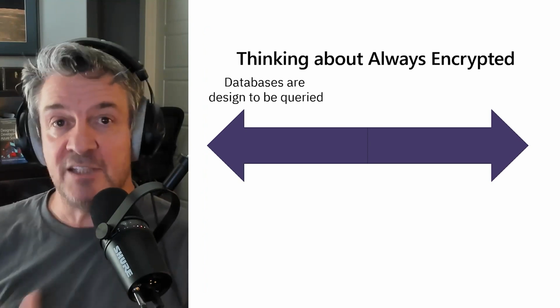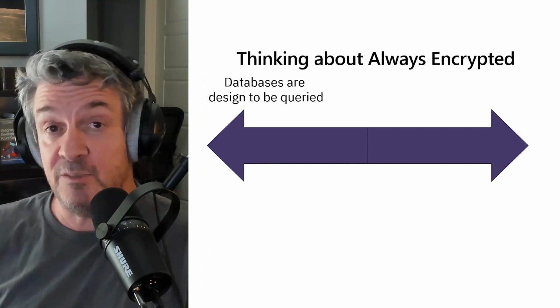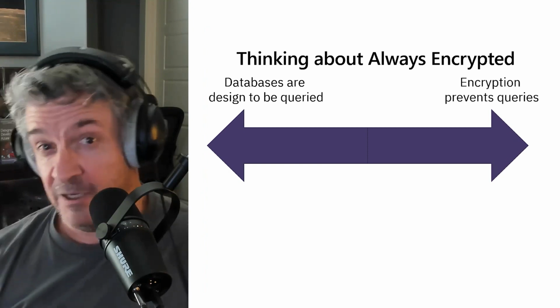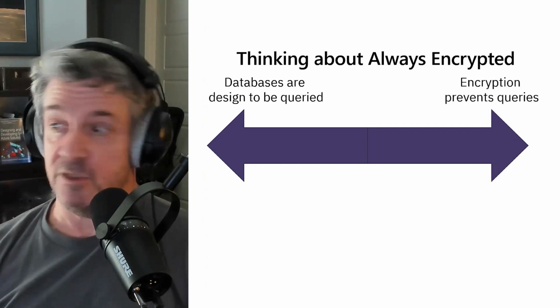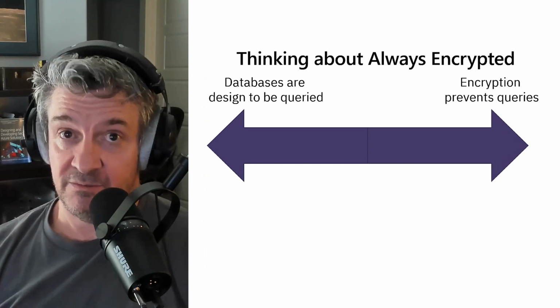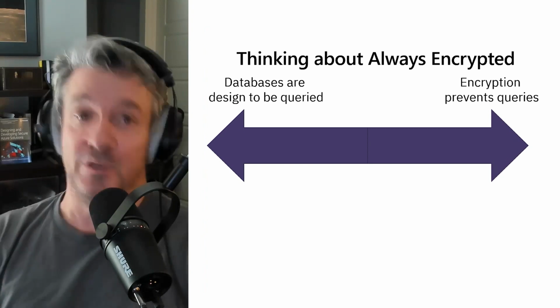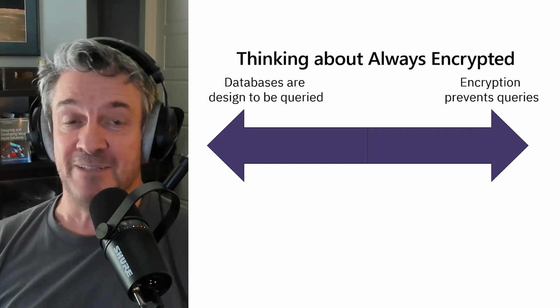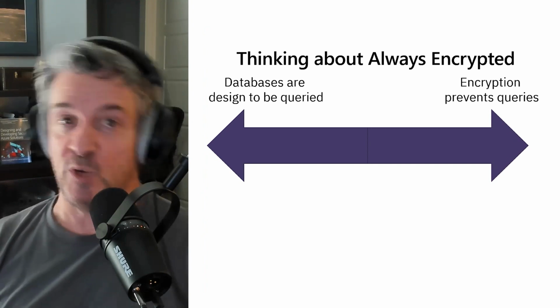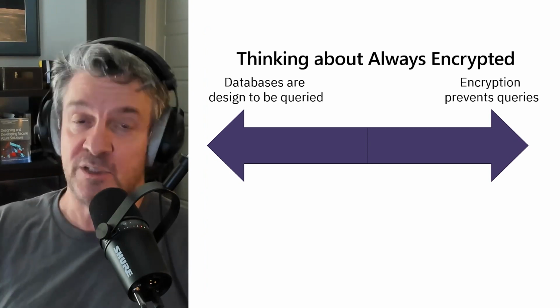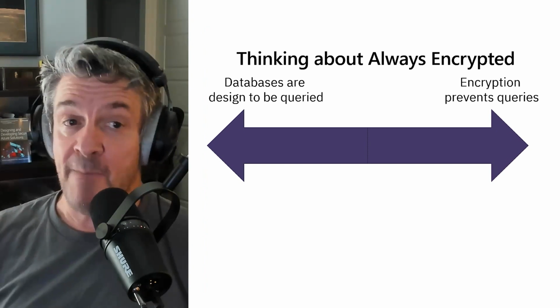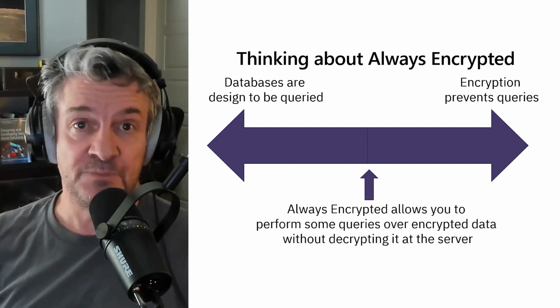On the right-hand side, we have a real problem, because if we want to encrypt the data, the whole point of encryption is to prevent querying the data. That's the whole point. So we've got a real problem, right? We've got data that a database is designed to query, and encryption is designed to prevent that. What's amazing here is Always Encrypted meets you in the middle.